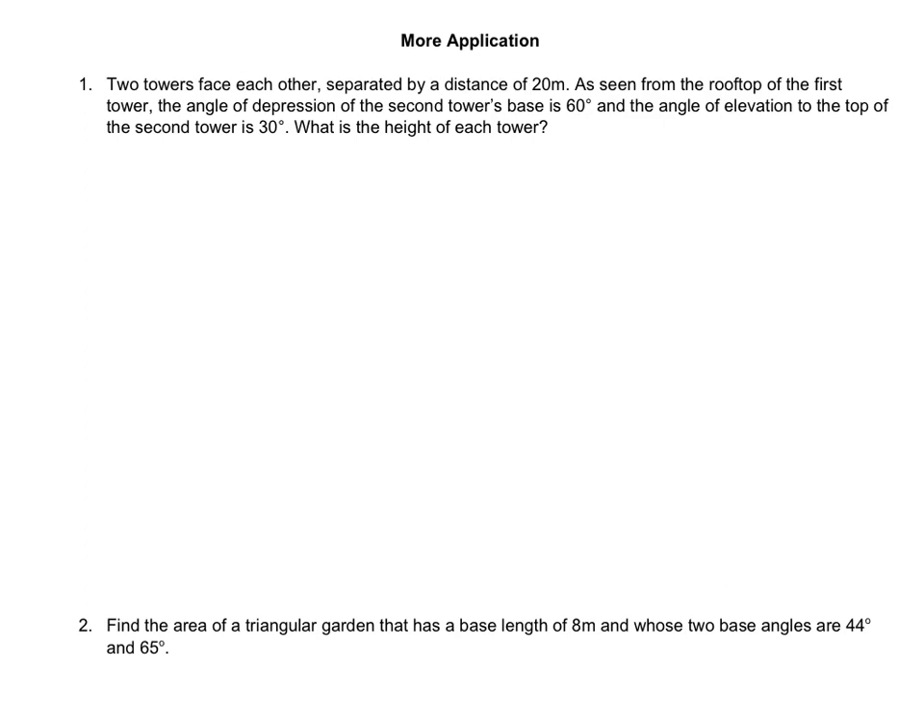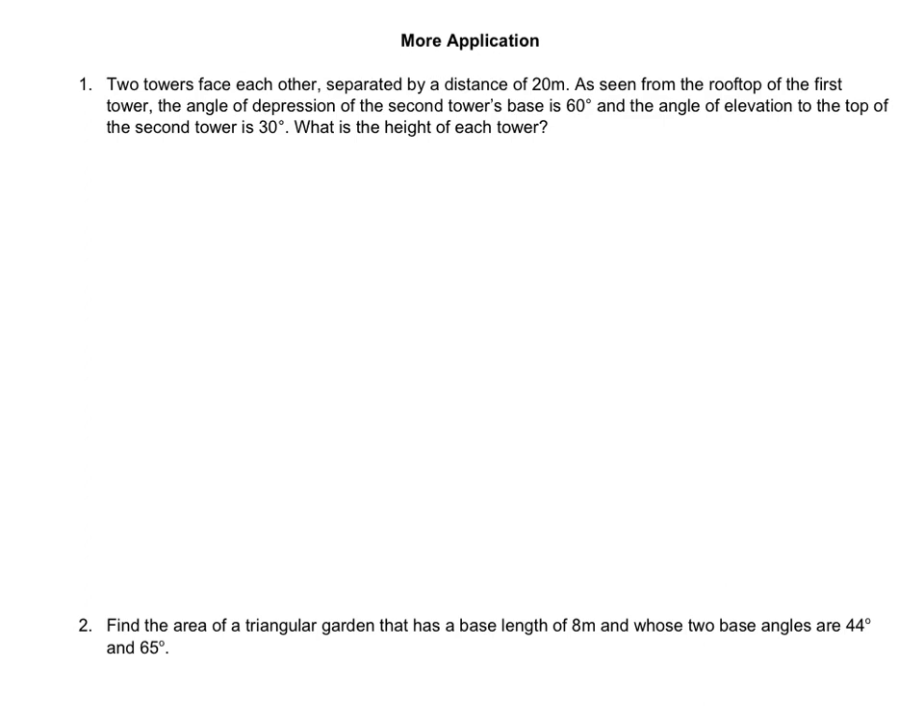Two towers face each other, separated by a distance of 20 meters. As seen from the rooftop of the first tower, the angle of depression of the second tower's base is 60 degrees, and the angle of elevation to the top of the second tower is 30 degrees. What is the height of each tower?